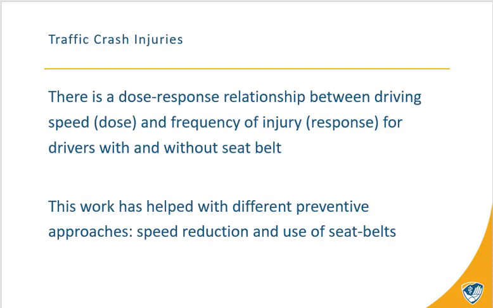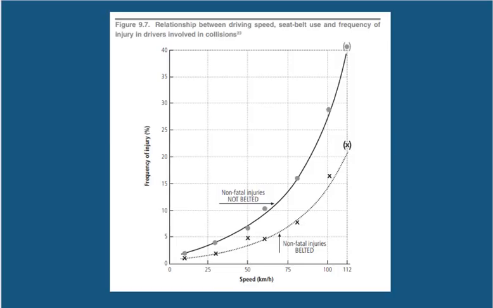As I said before, with a traffic crash-related injury, there's that dose-response relationship. Understanding that speed is an issue, there are speed reduction measures in place, decreasing speed in certain areas that are riskier, and also requiring the use of seatbelts. This particular slide shows the relationship between driving speed, seatbelt use, and the frequency of injury in drivers involved in collisions, and how shifts could lead to decreases over time.